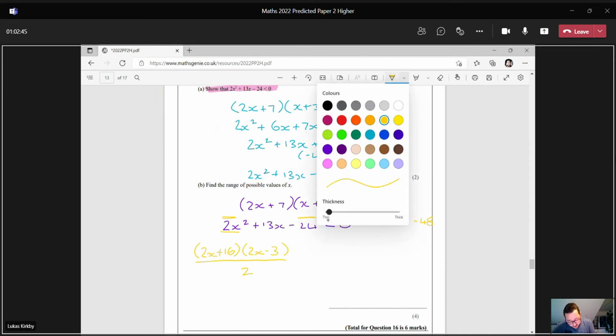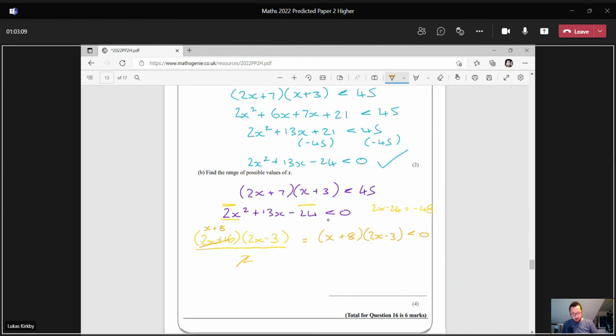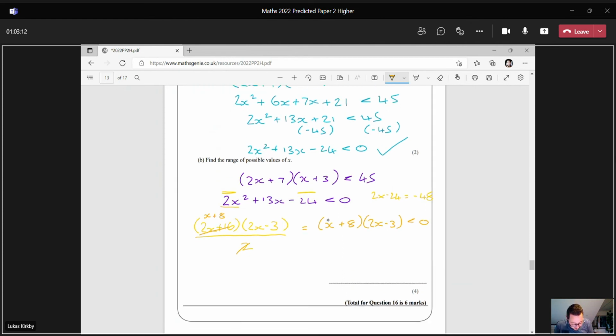And then I can simplify this 2 with this one. So that's going to become dividing by 2x plus 8. So we're ending up with x plus 8, 2x minus 3 is less than 0. Okay, so now we've got this, we've got two options then. We're saying that these two things, x plus 8 and 2x minus 3, are timesing together to be less than 0. Now two numbers will only give you a negative number if one of them is positive and one of them is negative. So let's just have a little think about that for now.